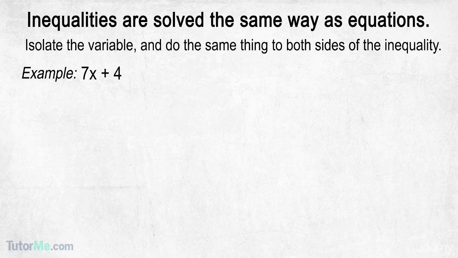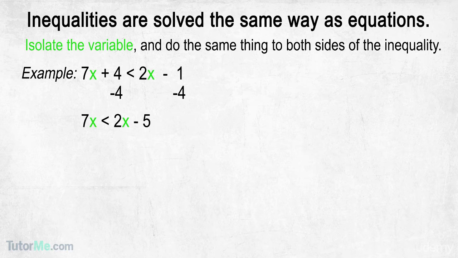7x plus 4 is less than 2x minus 1. For all intents and purposes, you can treat the inequality sign as if it's an equal sign. The same principles from linear equations apply to inequalities. Always isolate the variable. So for this problem, we want to try to get the x's alone. We'll start by subtracting 4 from each side. This gets us 7x is less than 2x minus 5.